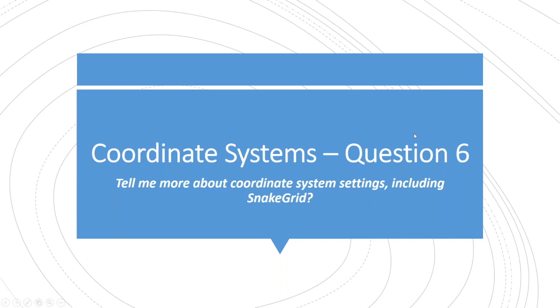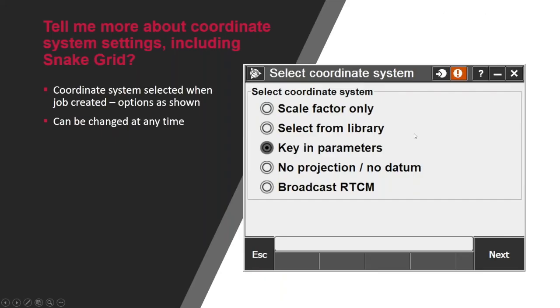So question number 6. The subject of coordinate systems in Access is going to cover quite a lot of ground. So I've had to be a little picky, selective here as to how to approach this one. Any coordinate system items here that I don't cover, by all means, if you've got questions about them, send them in. If we've got time at the end, we'll look at them, or we'll cover them in the next webinar.